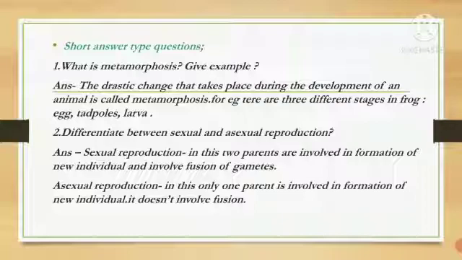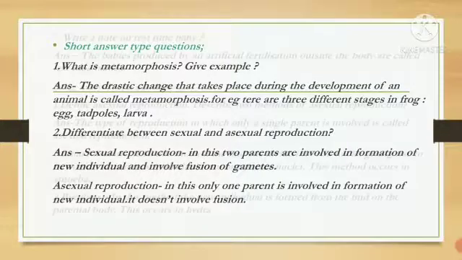For example, there are 3 different stages in frog. First is egg, second is tadpole, and third is larva. Next is differentiate between sexual and asexual reproduction. Sexual reproduction, in this 2 parents are involved in the formation of new individual and it involves the fusion of gametes. Next we have asexual reproduction. In this only one parent is involved in the formation of new individual and it does not involve the fusion.